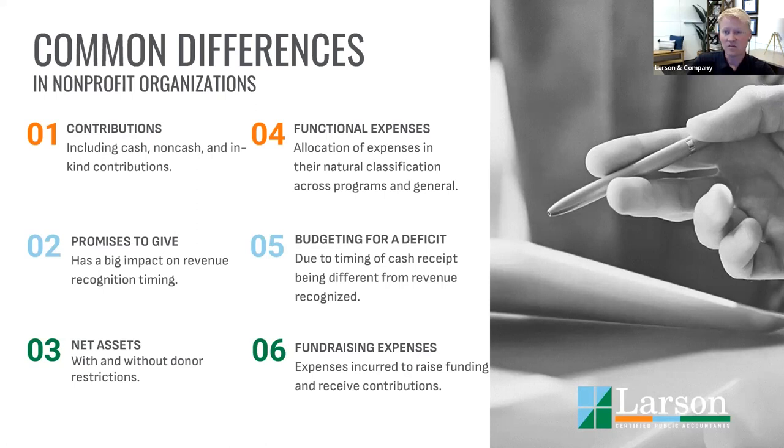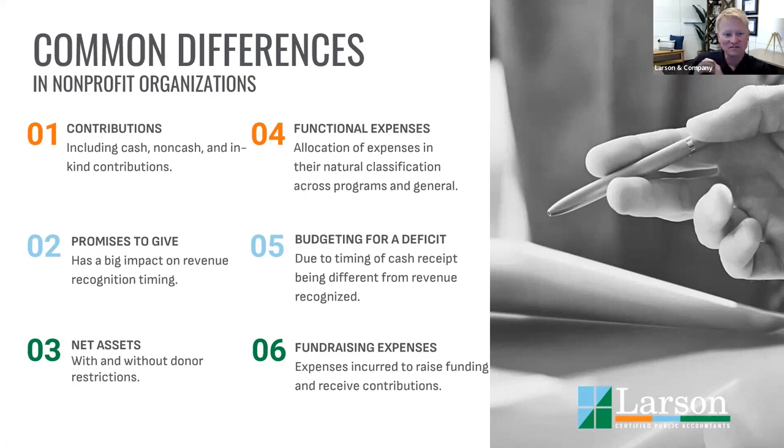The other unique thing is a nonprofit could budget for a deficit and still be healthy. And this ties in with the promises to give and the contributions. So due to the timing of cash receipt being different from the revenue recognized, a nonprofit could receive $100,000 in December of a prior year, but know that they're going to get $100,000 the next year, to where the next year they may budget for a deficit because they have $100,000 of cash that they're going to be able to use, but that's not going to be a revenue in that next year because it was already a revenue in the prior year. So this is another unique item that those who work with nonprofit organizations should be aware of when reviewing budgets and knowing about budgets.